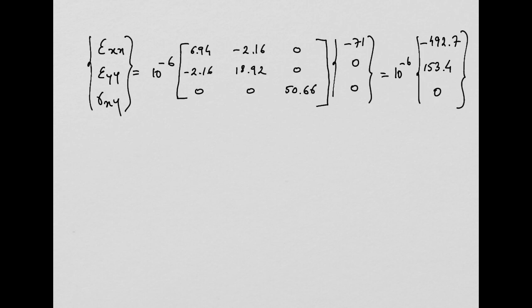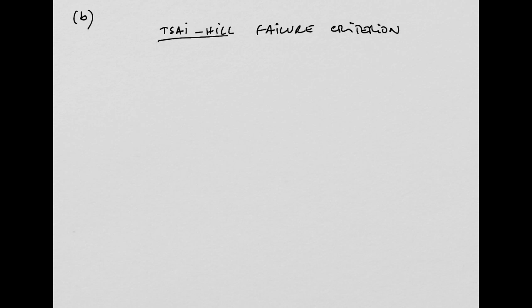For part B now, I need to introduce a failure criterion. So I'm going to continue for part B. Before we solve, let me introduce you to the Tsai Hill failure criterion. This is quite critical, quite important.